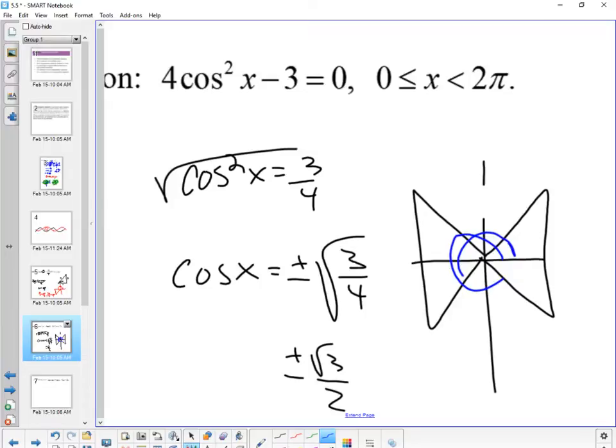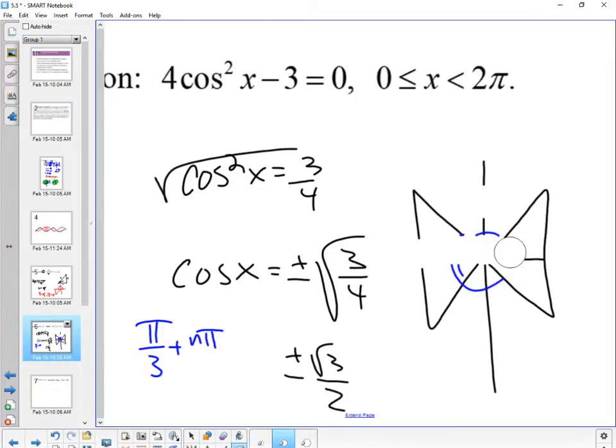It'd be this one, and then so it would be what, pi? Maybe pi. What do you say, pi thirds? Yeah, pi thirds plus every n pi, right? Because from here to get to here is just 180. Yeah, it's just 180. If this is 30, yeah, it would be, wouldn't it?